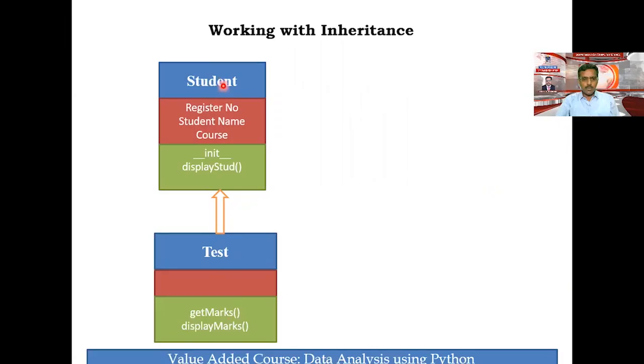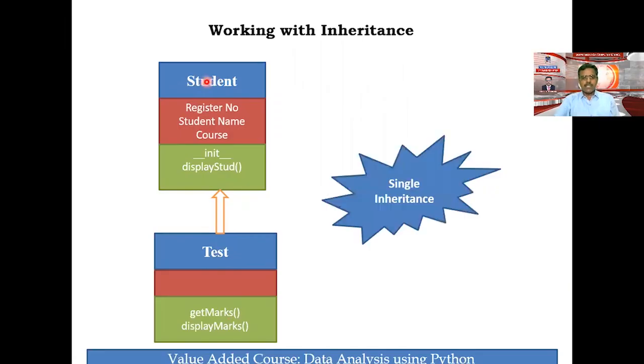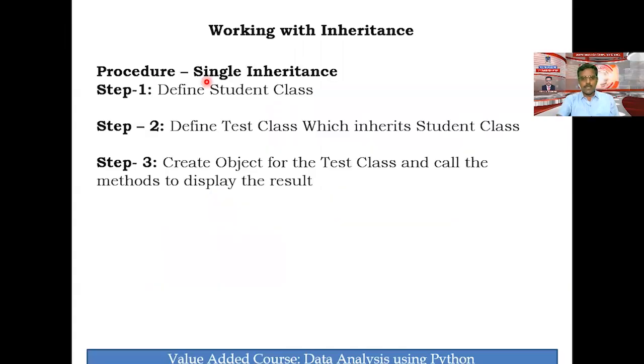So here I have used two classes: student, and test, which inherits from the student class. This type of inheritance is called single inheritance. What we are going to do programmatically, I am giving the procedure here. Step 1, we define a student class. Step 2, we define a test class which inherits the student class. So the student class is the base class, and the test class is the derived class.